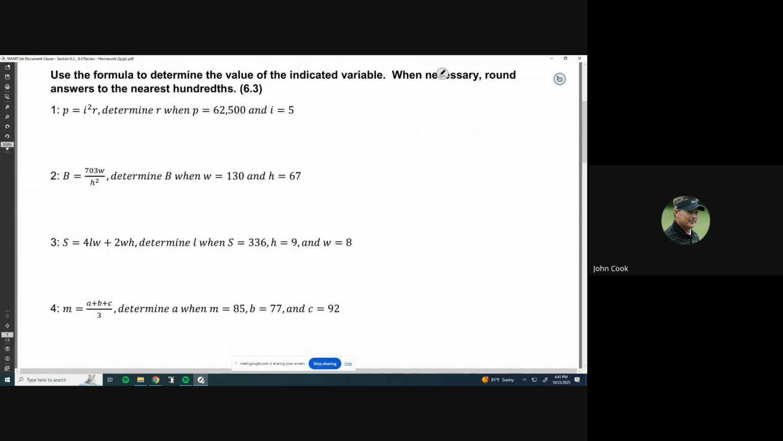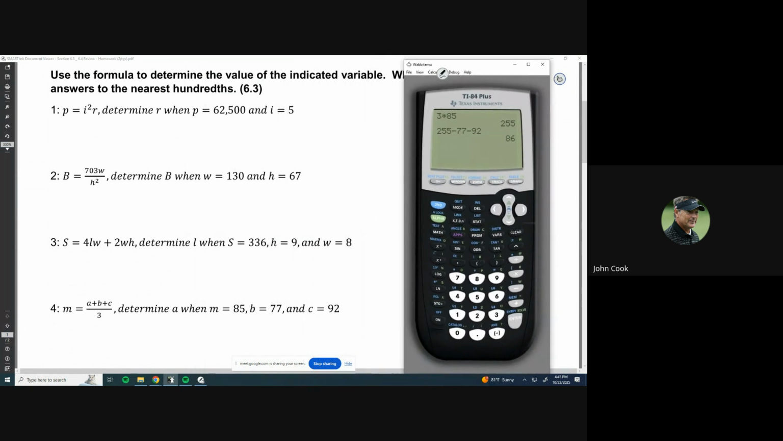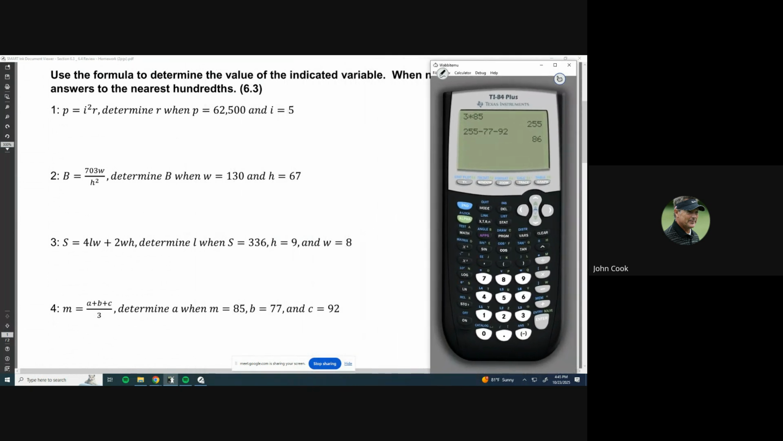So the first one, use the formula to determine the value of the indicated variable. When necessary, round answers to the nearest hundredths. That's like, if you use a calculator. I'd recommend using a calculator just so you don't have to think about a lot of calculations and writing them all down. But I'm sure if you leave things in terms of fractions, that's okay. I'm just going to use a lot of the computational stuff on my calculator. Hope you don't mind it. I hope that you use a calculator too.